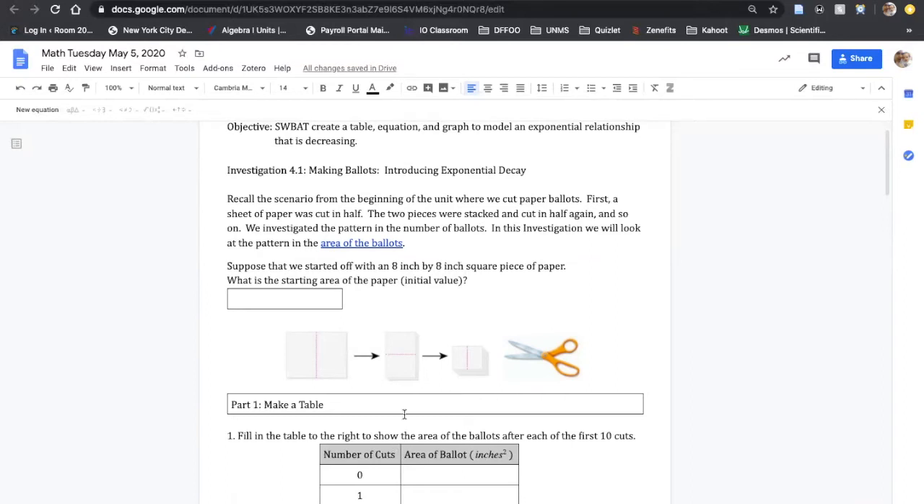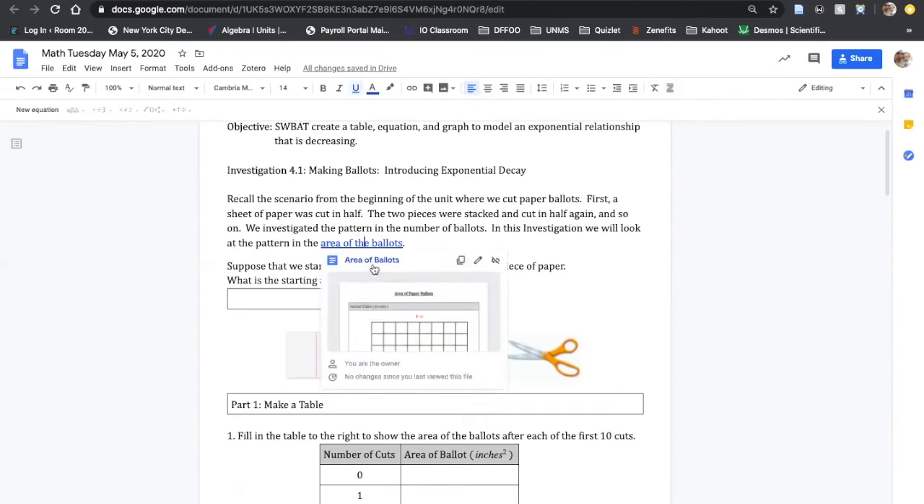Okay, so remember, we start off with one piece of paper, and for the scenario today, we're saying that suppose that piece of paper is an 8-inch by 8-inch square piece of paper. All right, so if you have an 8-inch by 8-inch square piece of paper, the first question is, what is the starting area of your paper ballot going to be, right? Just that one piece of paper.